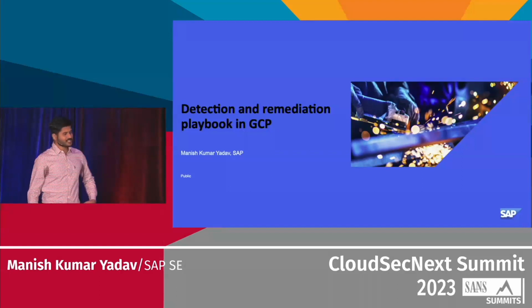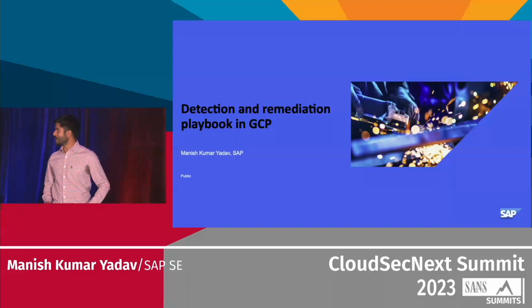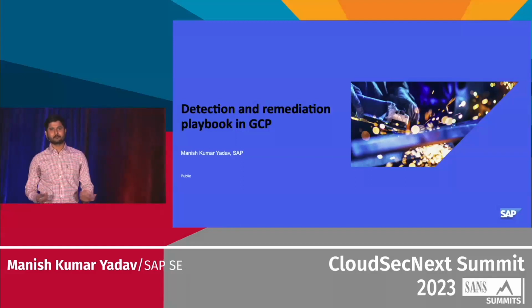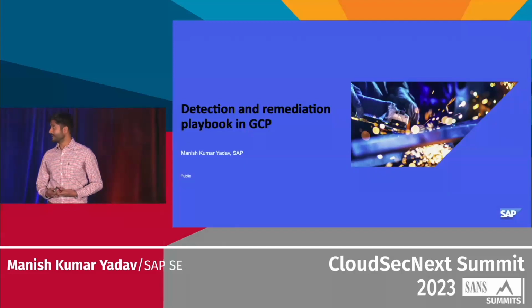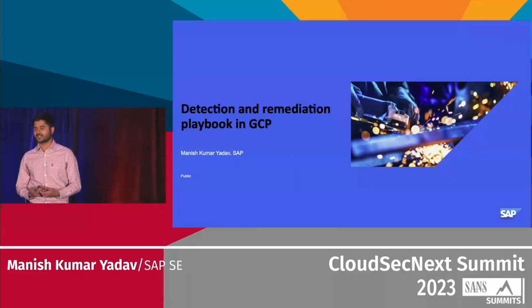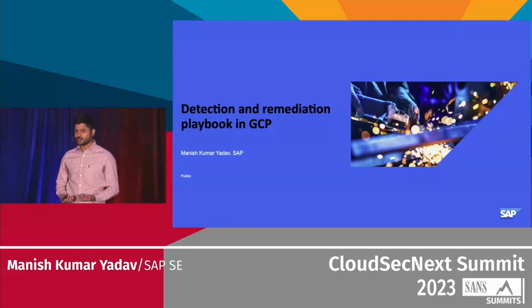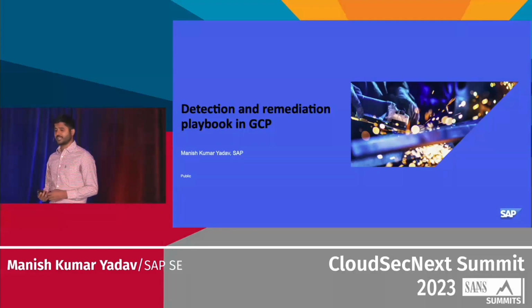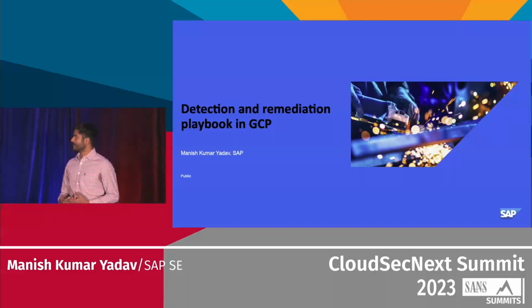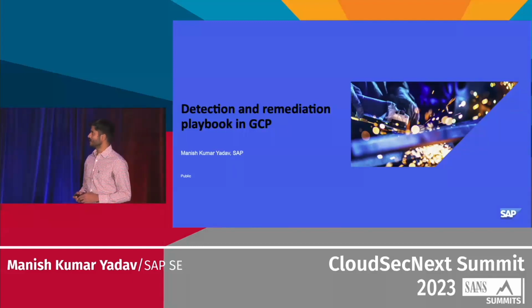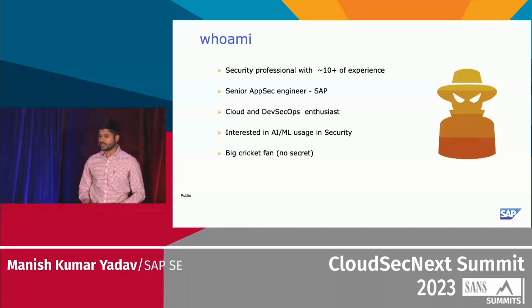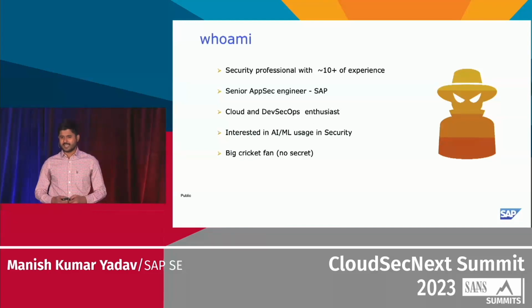So my talk is mainly regarding the detection and remediation playbook in GCP. And why GCP? Because in SAP, as a company which is number one in ERP, we have a concept called 4+1, where we use AWS, we use Azure, we use Google Cloud, Ali, as well as our own SAP cloud called the Converge Cloud. This is mainly going to be on GCP because the line of business where I currently work is mainly a GCP shop.